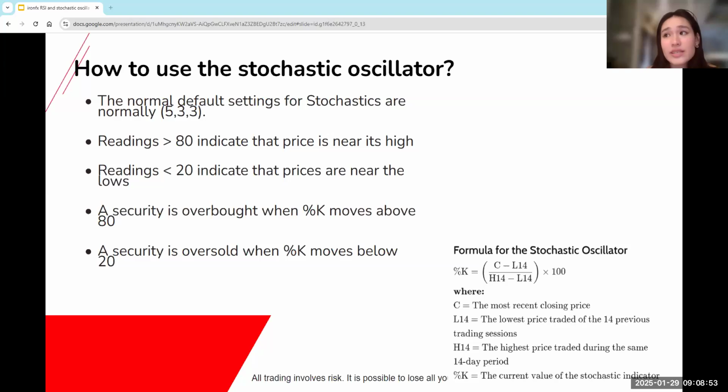The normal default settings for stochastics is normally 5-3-3. Readings that are greater than 80 indicate that the price is near its high. Readings lower than 20 indicate that prices are near the lows. A security is overbought when the K line moves above 80 and oversold when the K line moves below 20. I've also added the formula for the stochastic oscillator in case you are curious, but this is normally automatically calculated for you on whatever platform you are using.